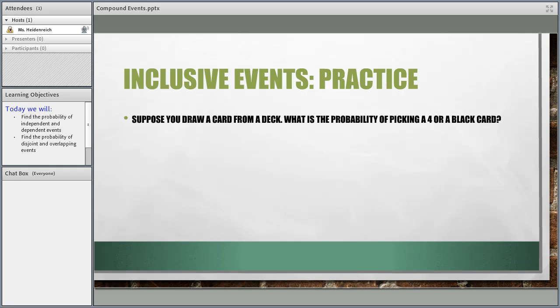Okay, so here's a practice problem. I'd like you to think about it on your own and then unpause the recording once you're ready. So you're going to need to pause it after we read the question. Suppose that you draw a card from a deck. What's the probability of picking a 4 or a black card? So there is an overlap there because there are some 4s that are black. Okay, so pause the recording here, try the problem out on your own, and then check your answer once you're ready.